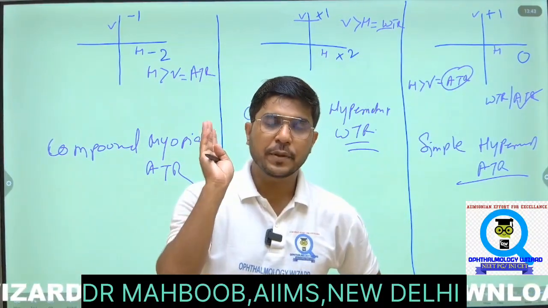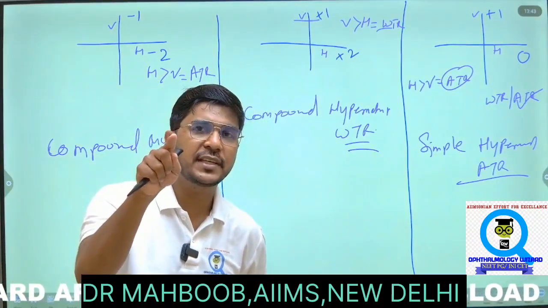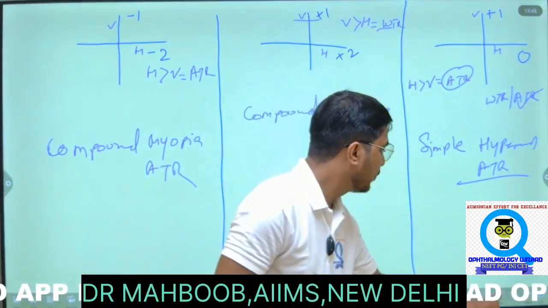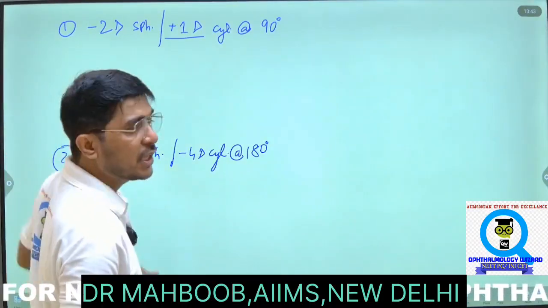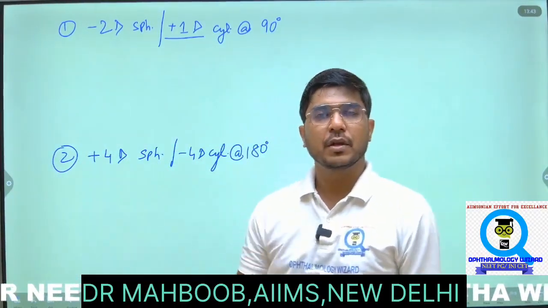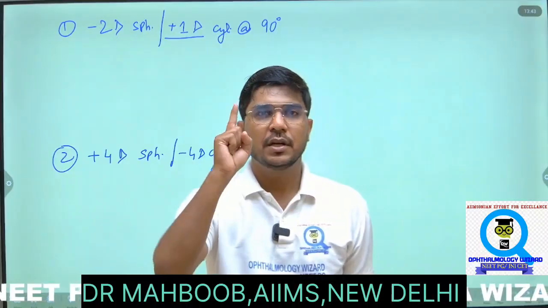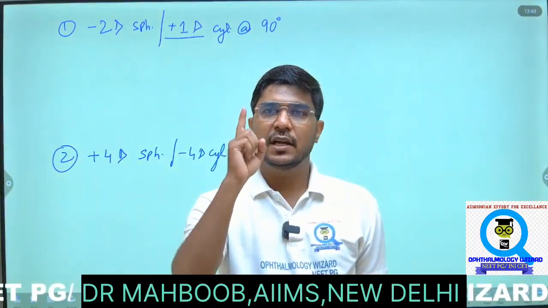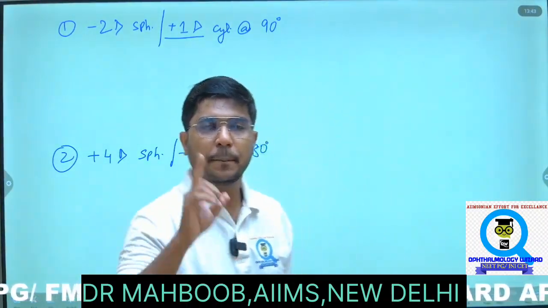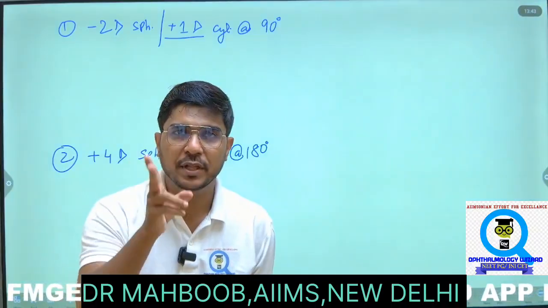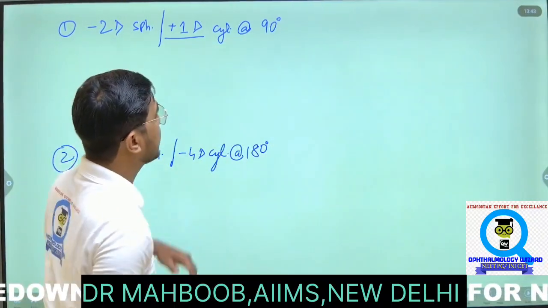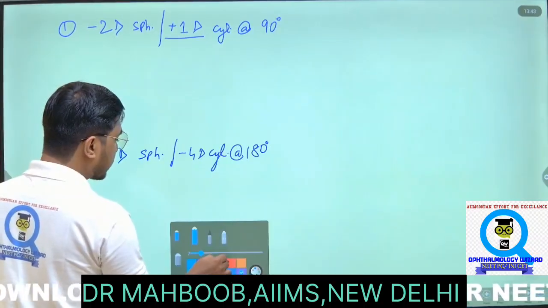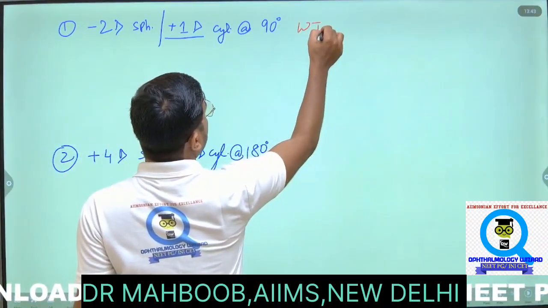Again, for this retinoscopy, now we are going to do two exercises of the prescription form. So these are the prescription forms. First thing first, determine whether this is with the rule or against the rule. Plus at 90 degrees is with the rule. So what are you getting here? It is with the rule astigmatism.